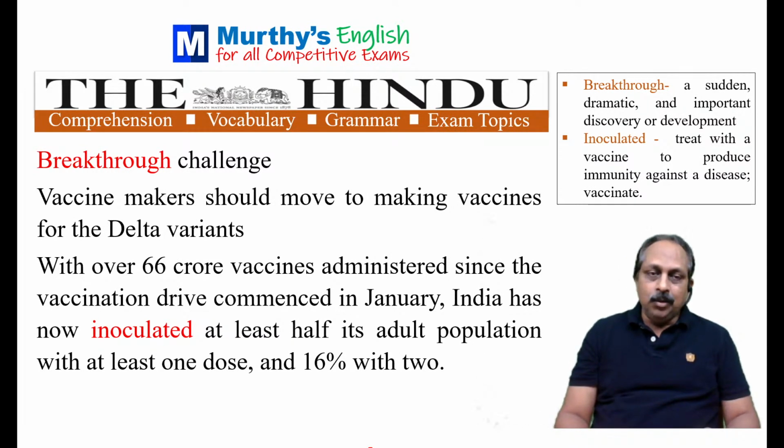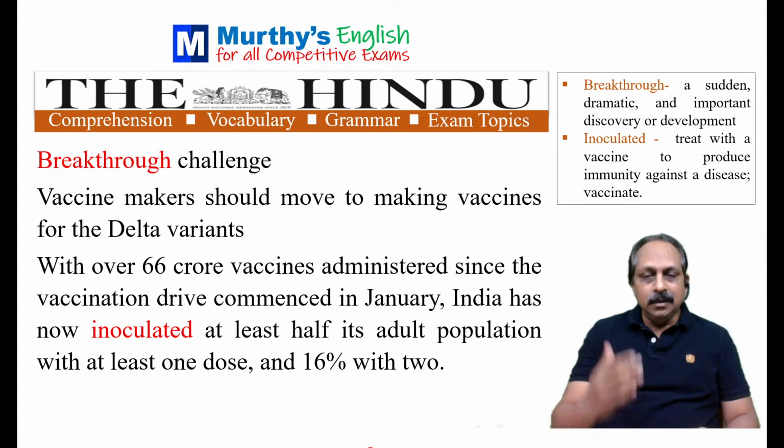What is the main idea of the editorial? Vaccine makers should move to making vaccines for the Delta variants. So here, breakthrough cases, the breakthrough challenges or the new varieties, they all go with the Delta strain. They go with Delta variants. The main idea of the editorial: vaccine makers have been focusing on a particular strain which started in China, but now so many varieties have surfaced. The editorial says they have to focus on the most dangerous one, the Delta variant, and its variants rather. So they have to move to making vaccines for the Delta variants.